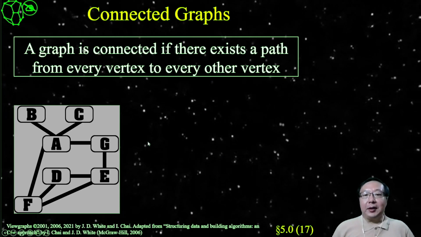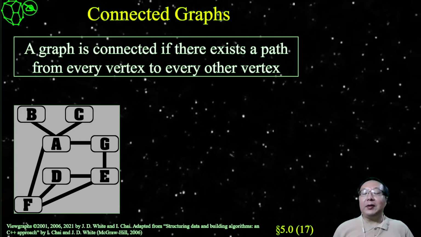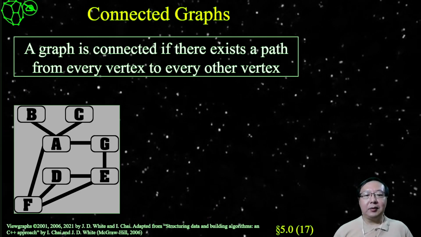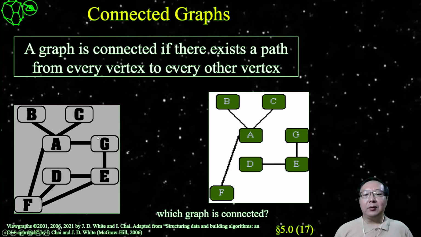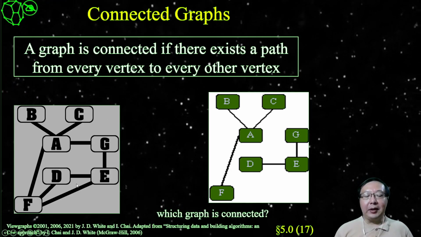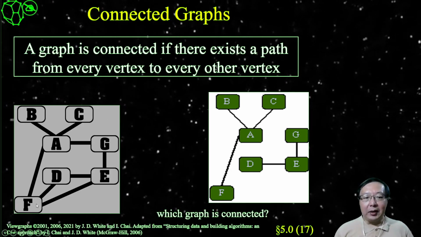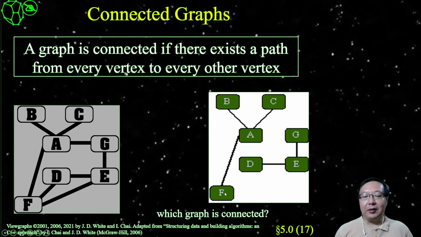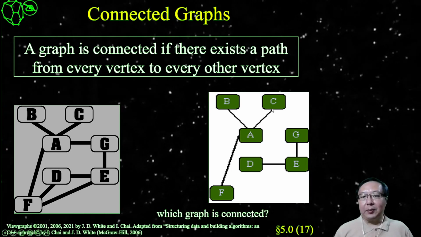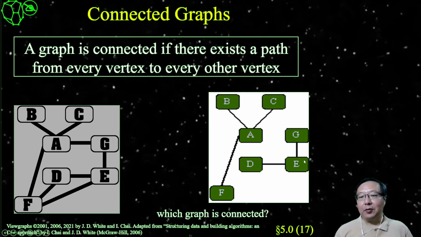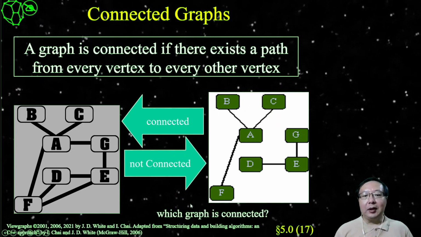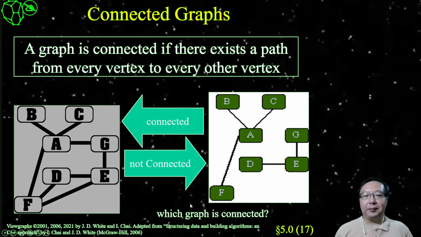A graph is connected if there exists a path from every vertex to every other vertex. So this graph here on the left, from every vertex you can get to every other vertex. This graph here on the right, from this group you can't get to that group. From that group you can get to this group. So this one's connected and this one is not connected.